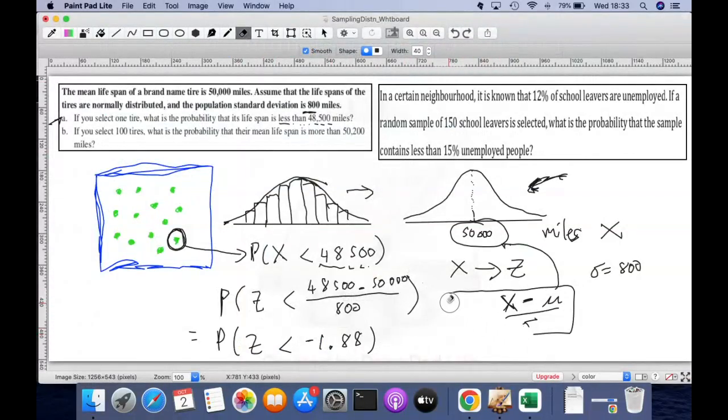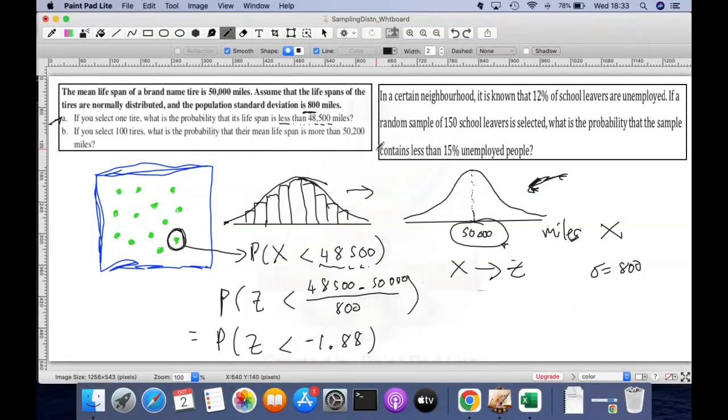And if you work this out, you'll get a value of 3.01%. So that's the answer to the question. If you go to the back of your book and get this probability, you'll get a value of 3.01%. So that's the probability. That's the answer for question A.